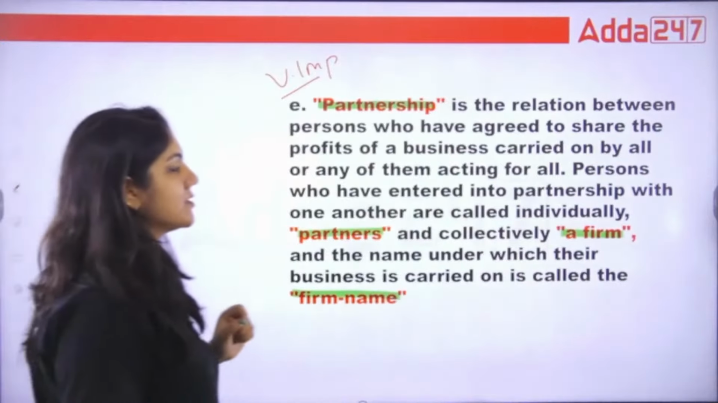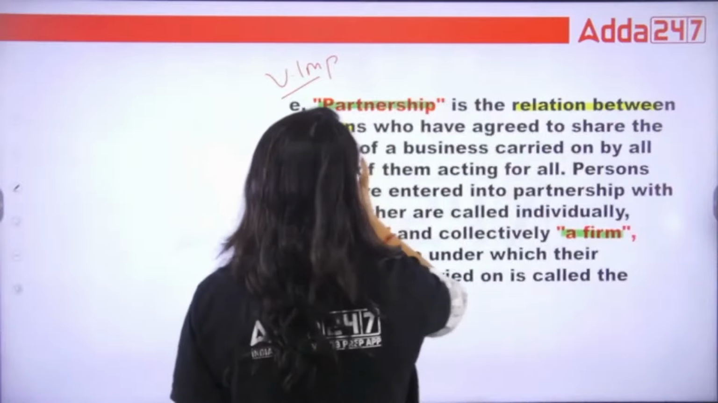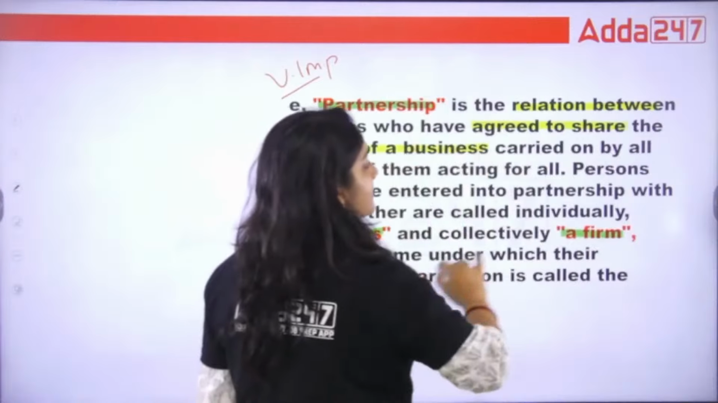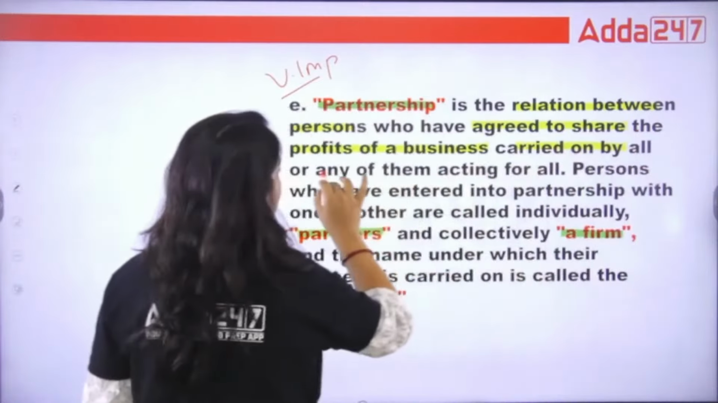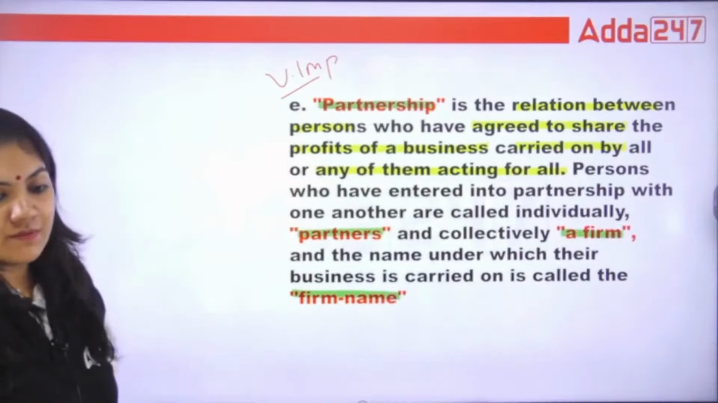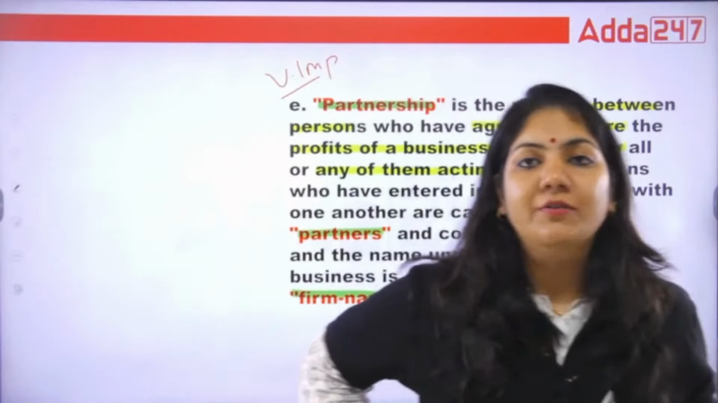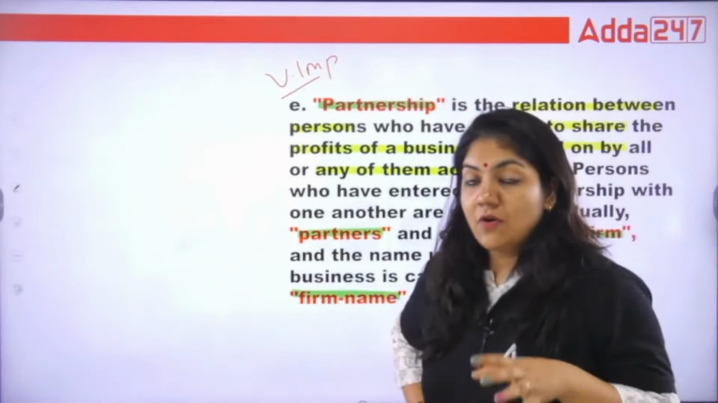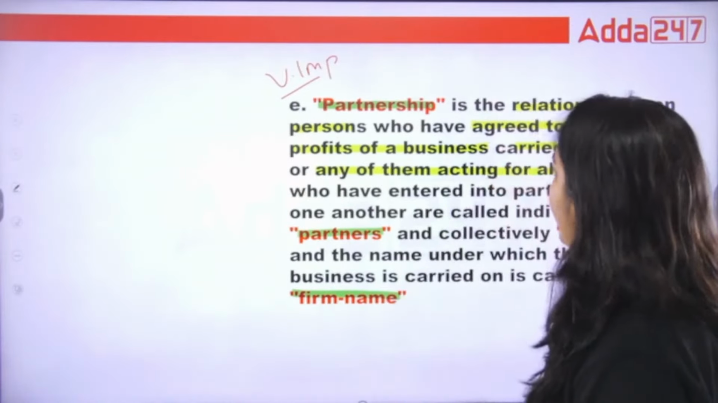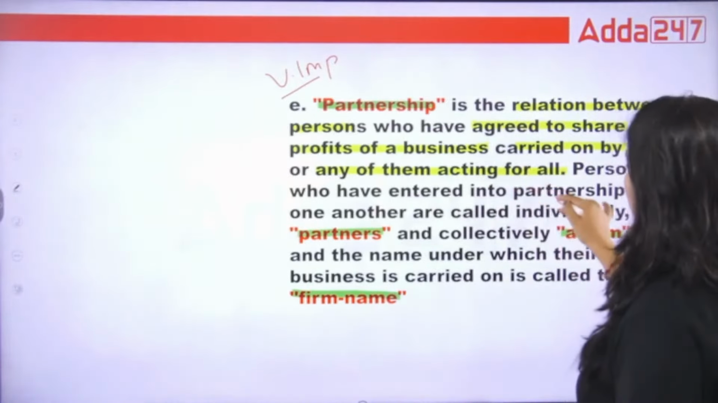So what is partnership? Partnership is the relation between persons who have agreed to share the profit of a business carried on by all or any of them acting for all. This is called the partnership definition. In this definition, loss is not written, but it doesn't mean the partners are not liable for loss. They are liable. Okay. What are partners? Persons who have entered into the partnership with one another.